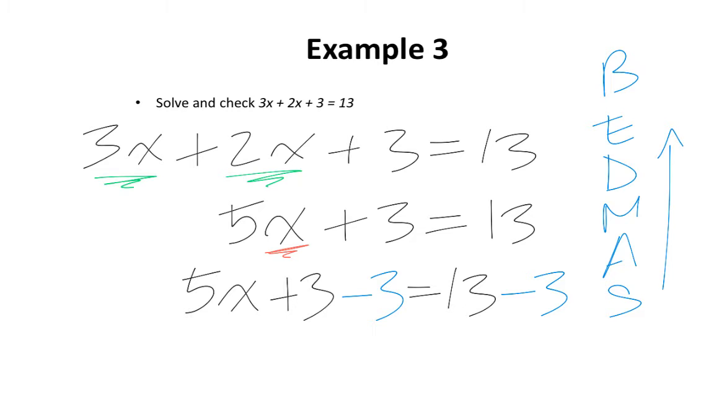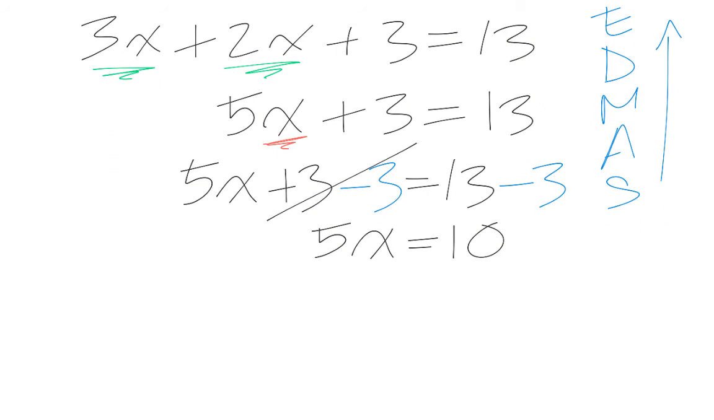So plus 3 subtract 3 cancels out, which leaves us with 5x, and 13 subtract 3 is 10. At this point, we need to get rid of the multiply by 5. To get rid of that, we need to divide both sides of the equation by 5. Those 5's cancel out, which leaves us with just x, and x is equal to 2. However, we're not done yet.